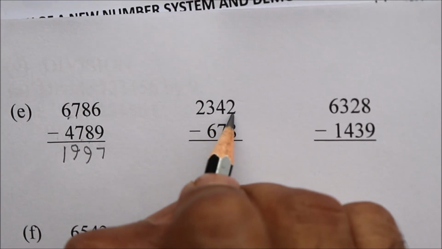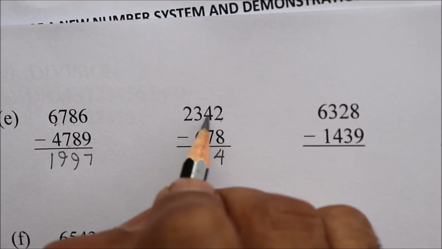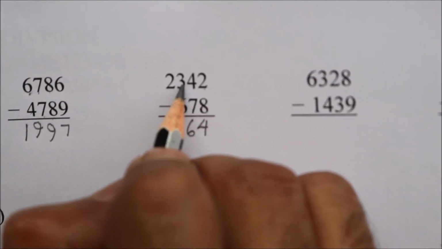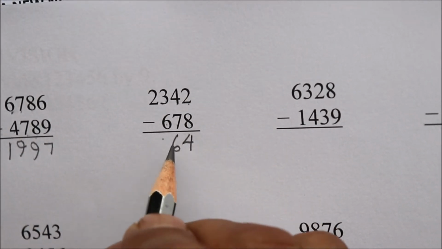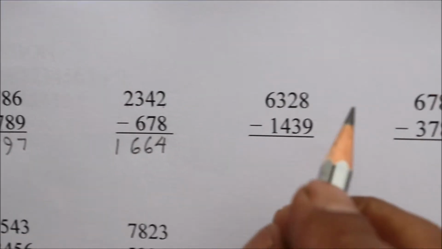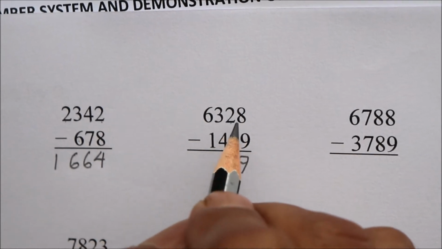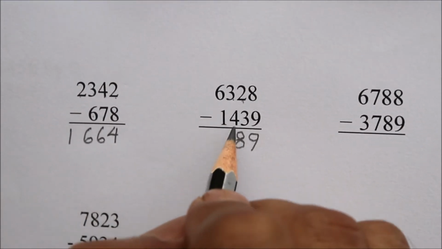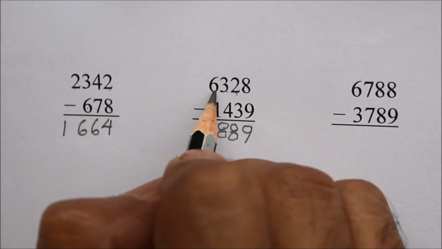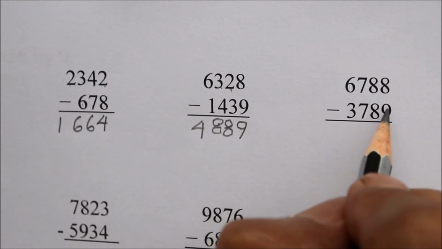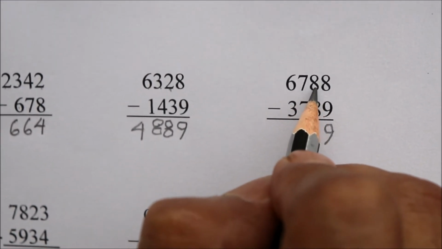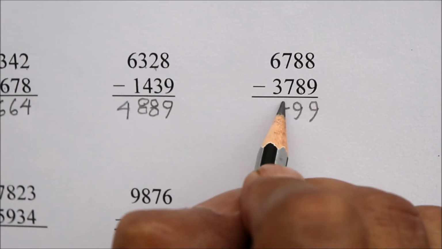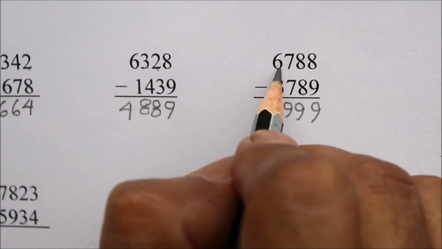Minus 8 plus 2. 2 plus 2, 4. 4 minus 1, 3. 4 more, 6. 3 minus 1, 2. 4 more, 6. 2 minus 1, 1. 1 more, 9. 2 minus 1, 1. 2 more, 8. 3 minus 1, 2. 2 more, 8. 6 minus 1, 5. 5 minus 1, 4. 1 more, 9. 8 minus 1, 7. 1 more, 9. 7 minus 1, 6. 1 more, 9. 6 minus 1, 5. 5 minus 3, 2.